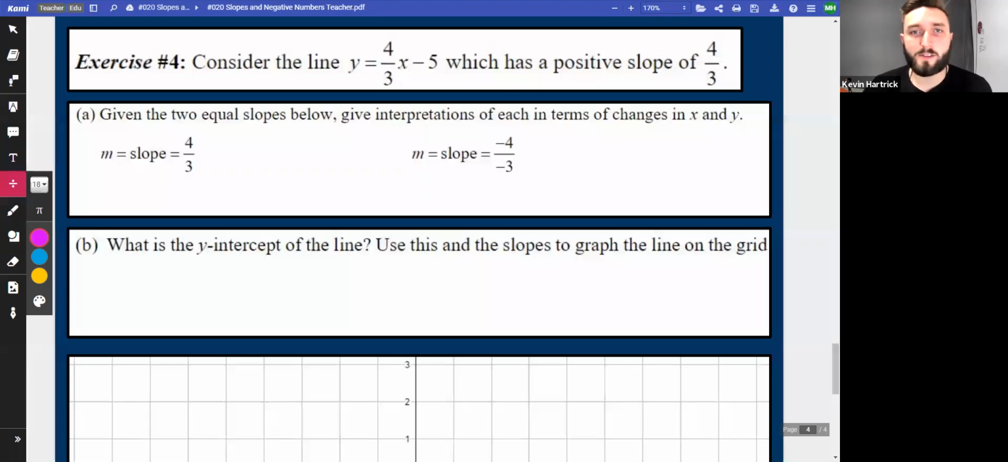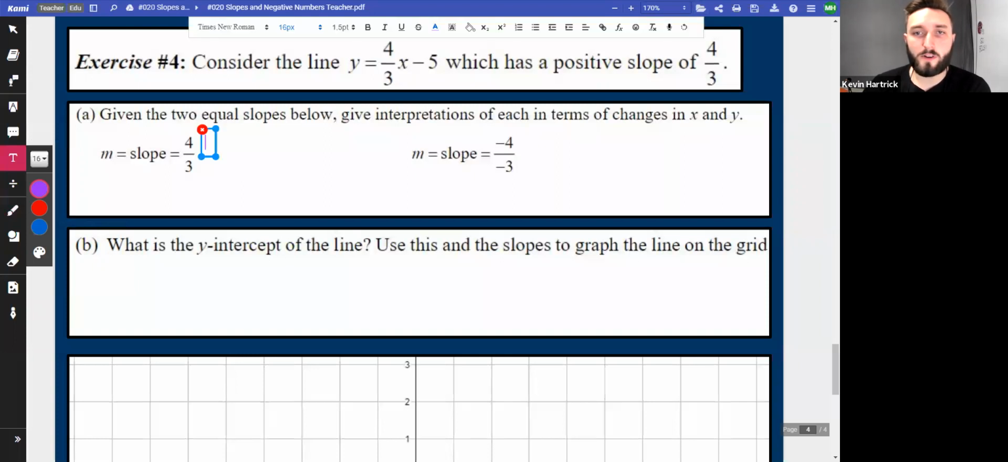All right, last exercise for today. So exercise 4, consider the line y equals 4/3 x minus 5, which has a positive slope of 4 over 3. It says, given two equal slopes below, give interpretations of each in terms of the changes of y and the changes of x. Okay, so what are they saying? They're saying, talk about what that slope means.